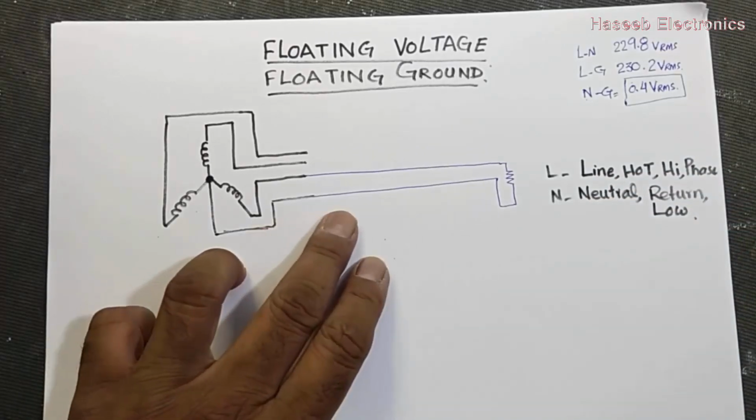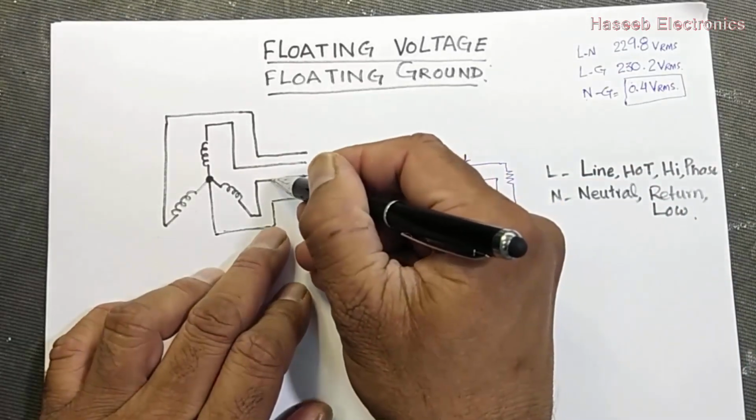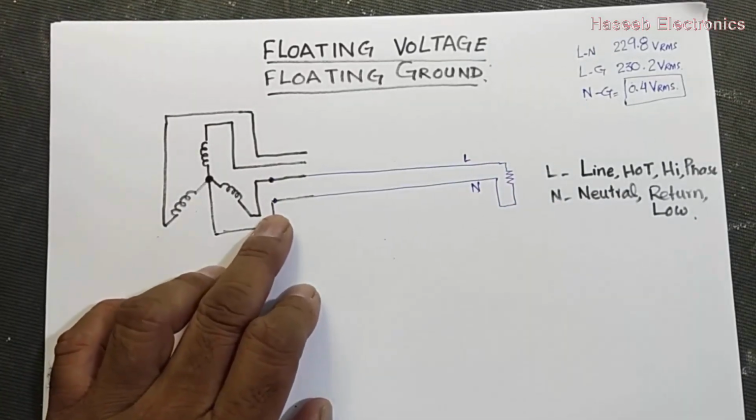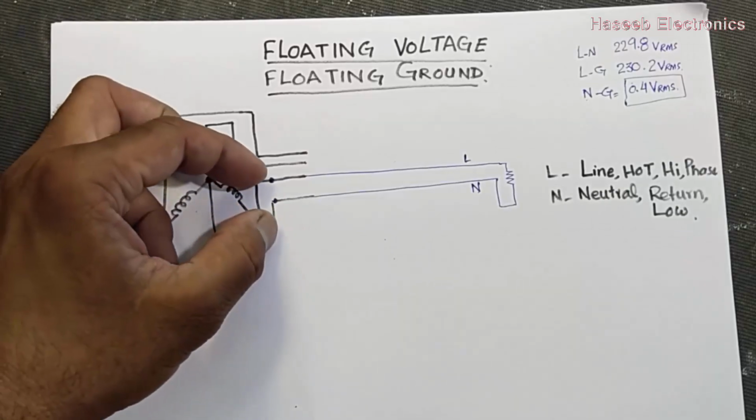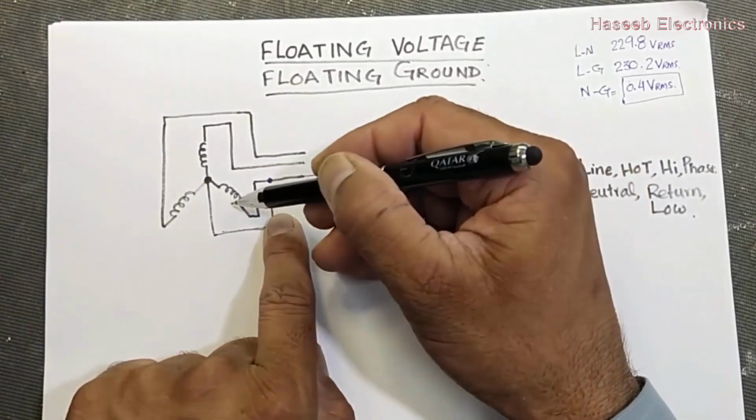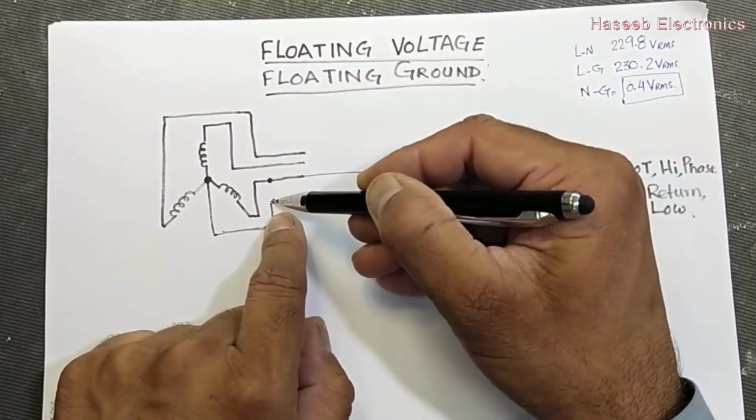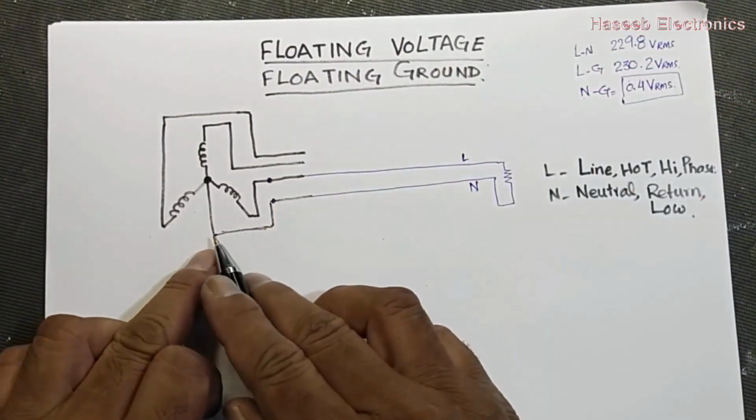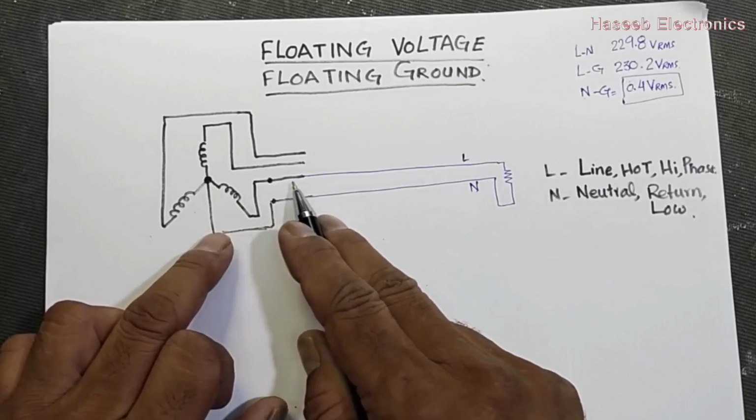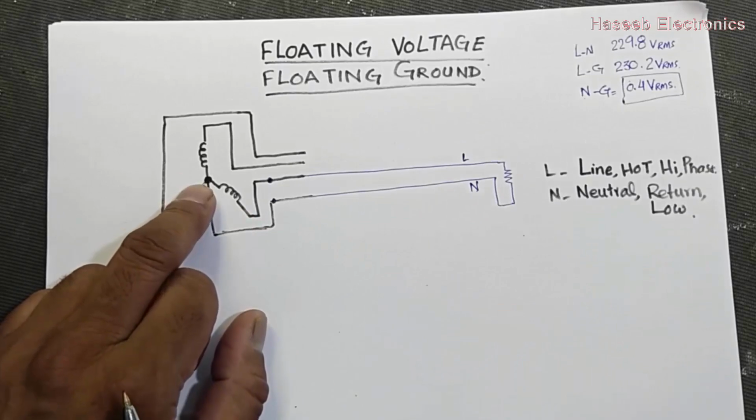Now we have line and neutral. If we look from this point to this point, if it is 110 volt wiring, we will take 110 volts at this point, immediately after this winding. And if it is 220, we will take 220 volts here. Now this neutral is the dead point, and our current path will start from here and complete at the center point, that is the neutral point or dead point.